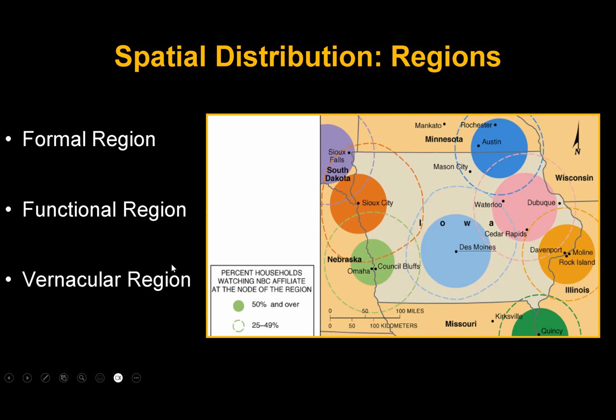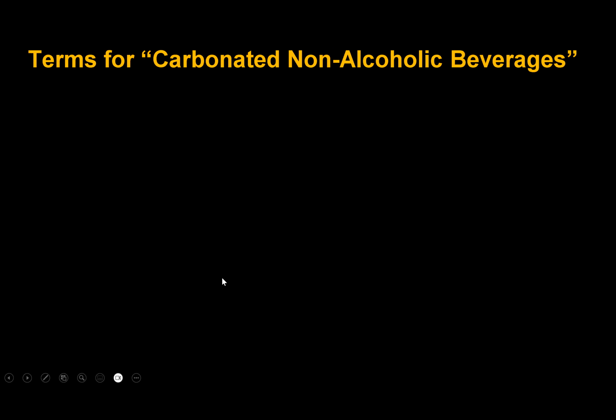Here's an example. What are terms for carbonated non-alcoholic beverages? Do you say pop, soda, Coca-Cola? What do you say when you want to ask for one of these types of beverages? And here's a map where they mapped it out, and there's a regional difference. And that's really tied to the vernacular.